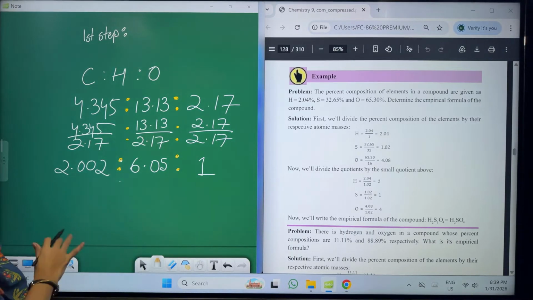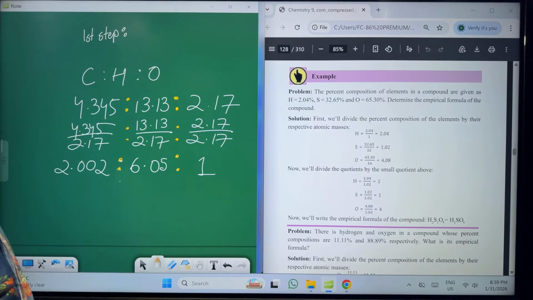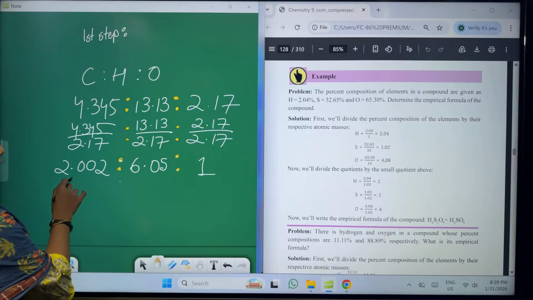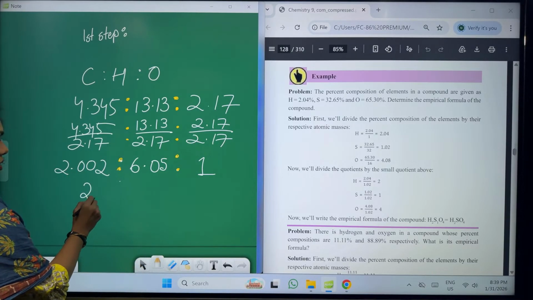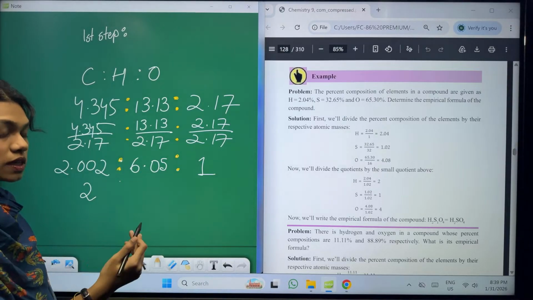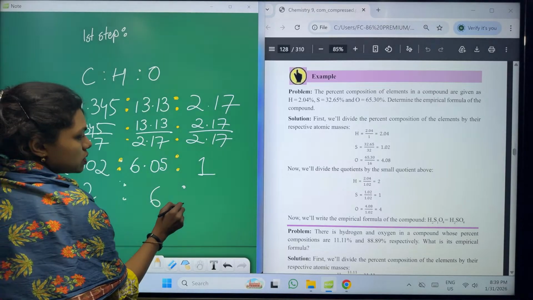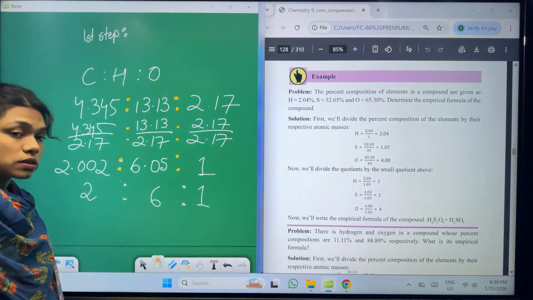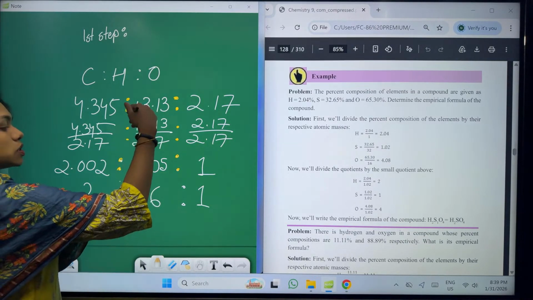So this is the ratio that I have obtained. As I told you, you can always approximate in order to bring a whole number. So 2.002, a 0 after a point, you can easily approximate it to a whole number, that is 2. 6.05 similarly can be approximated to 6. So the ratio becomes 2:6:1, and 1 is just 1. C is to H is to O is actually equal to 2:6:1.